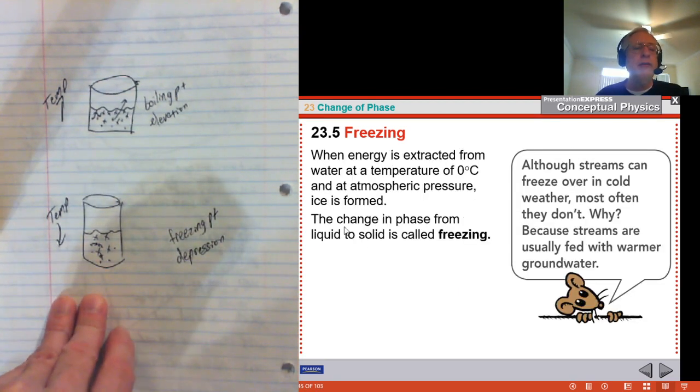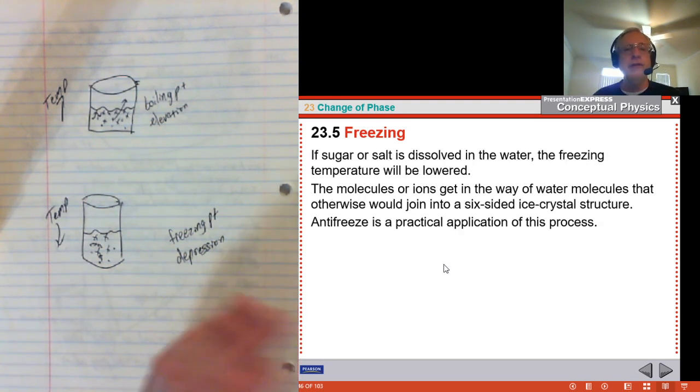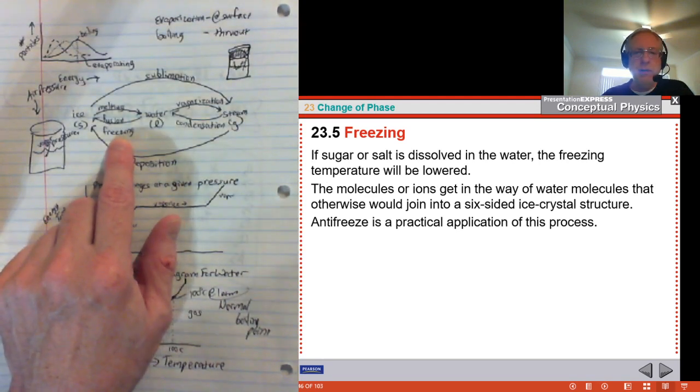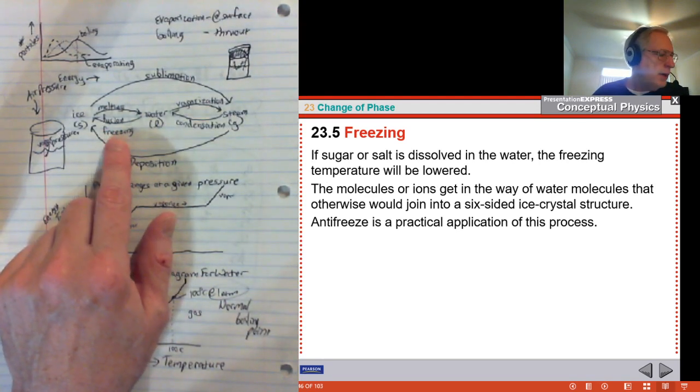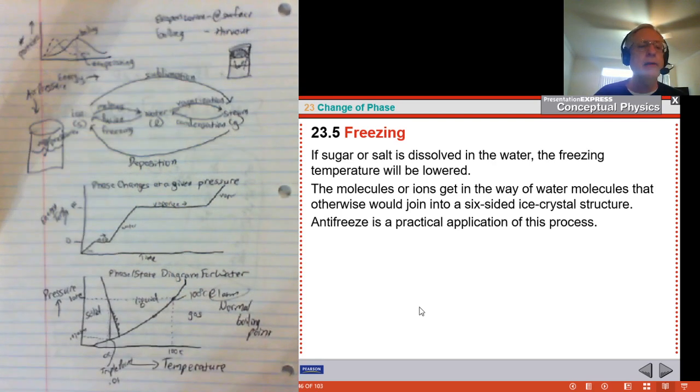Now that change of phase from liquid to solid we call freezing. You'll also see this called, sometimes this will also be called deposition in some books, or fusion, which can be both directions. You'll see it called different things.